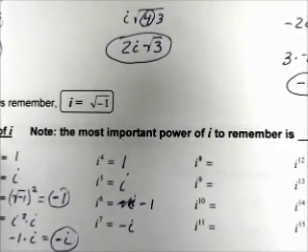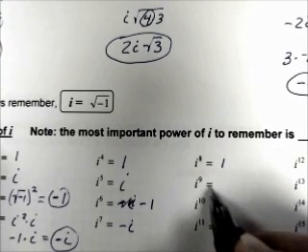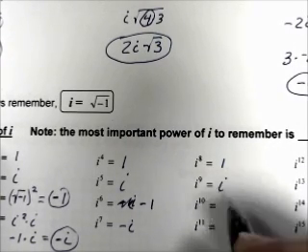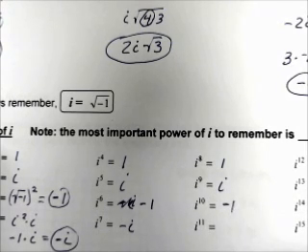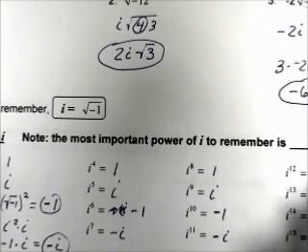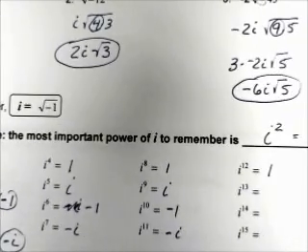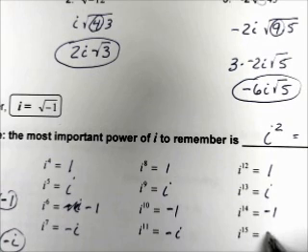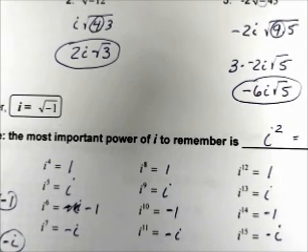i to the seventh is negative i. i to the eighth is 1. i to the ninth is i, i to the 10th is negative 1, i to the 11th is negative i, i to the 12th is 1, i to the 13th, you can guess, is i, i to the 14th, negative 1, and i to the 15th is negative i. And it continues in this pattern.